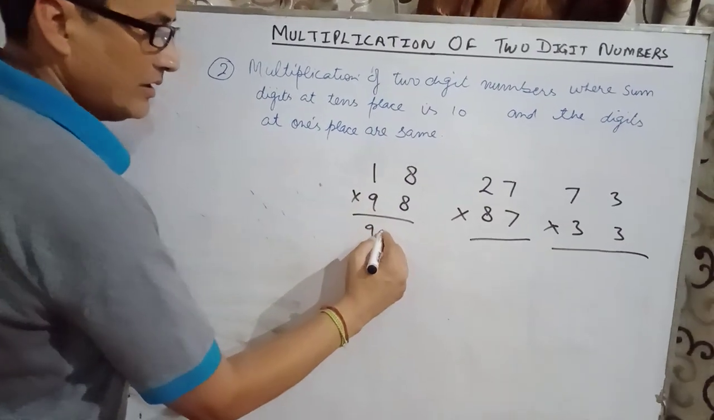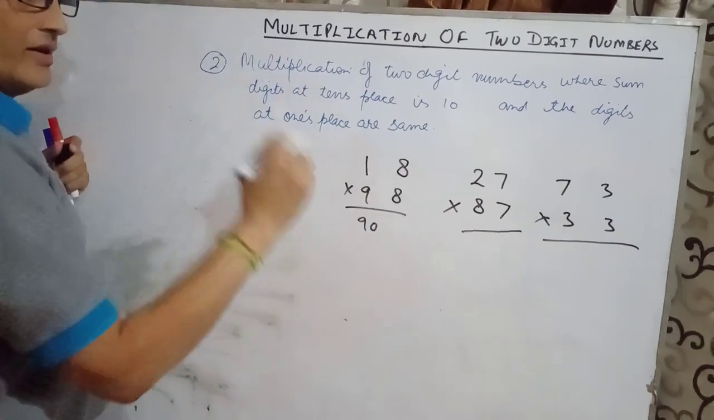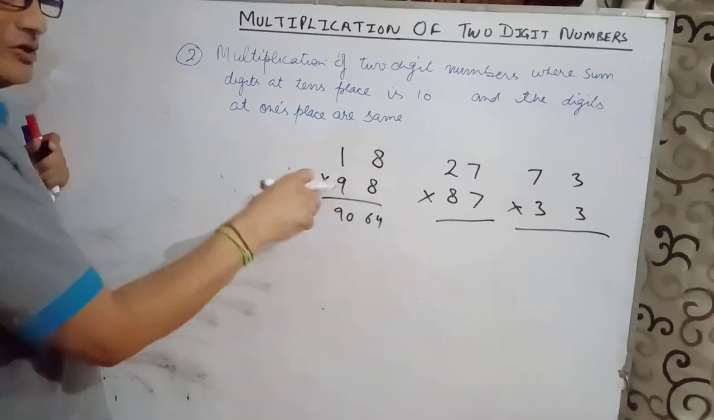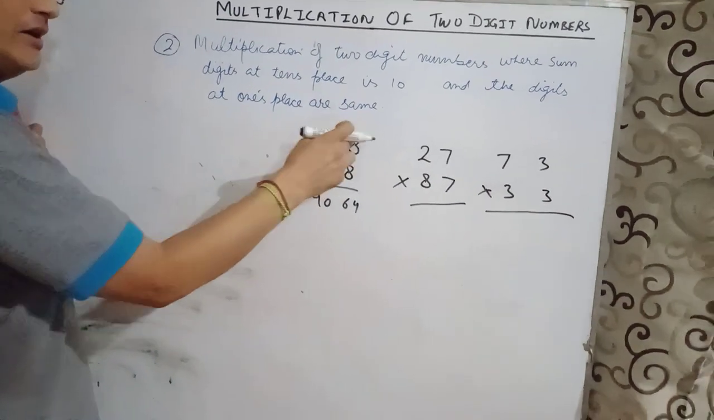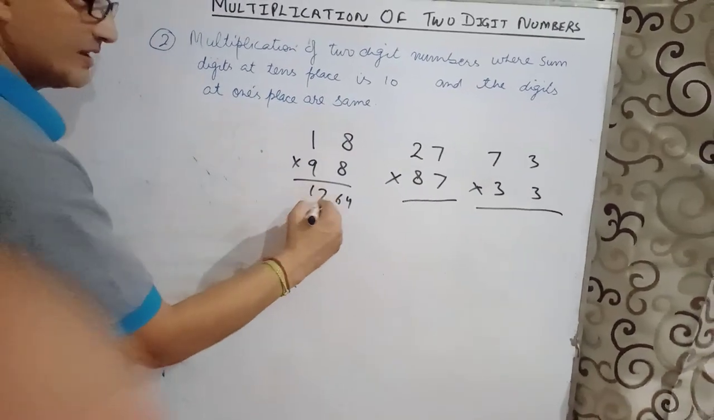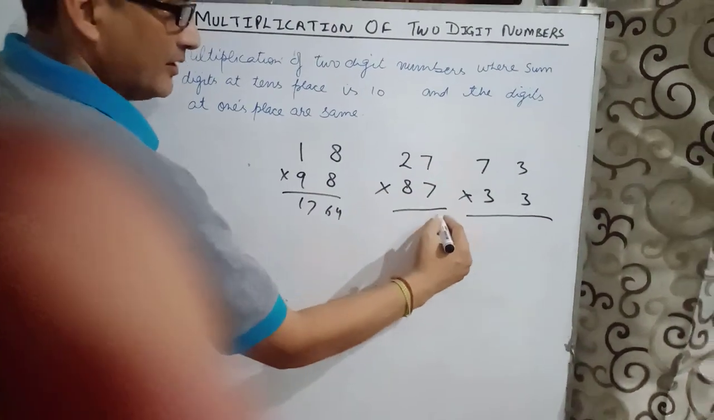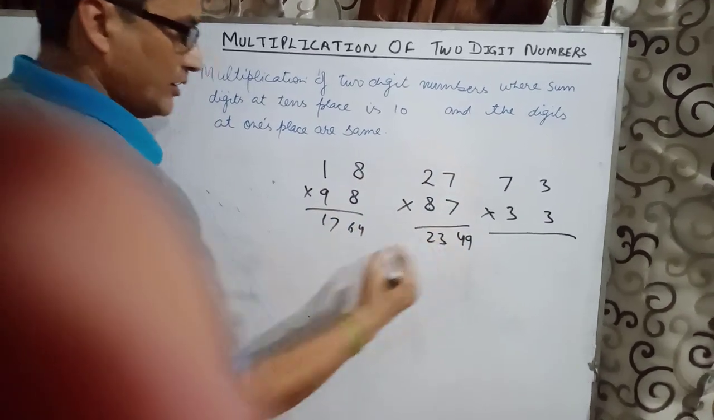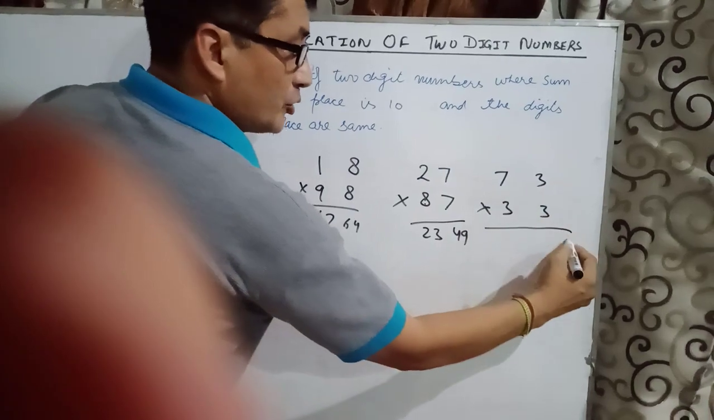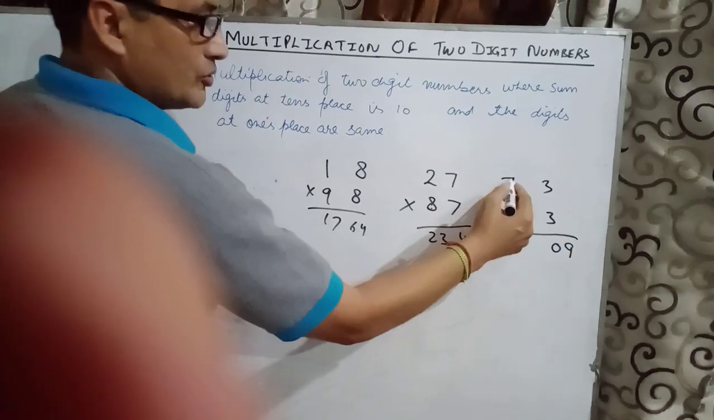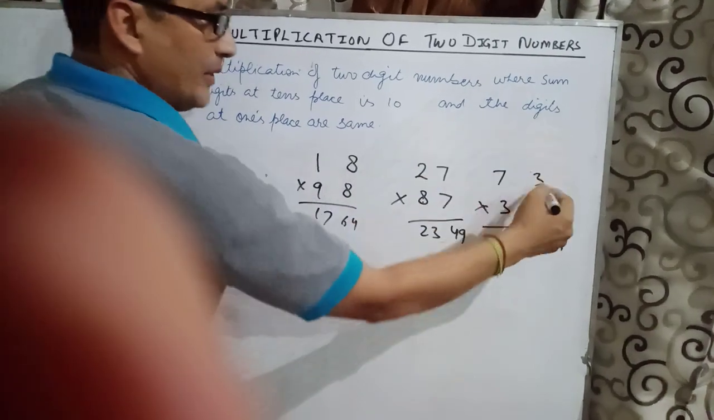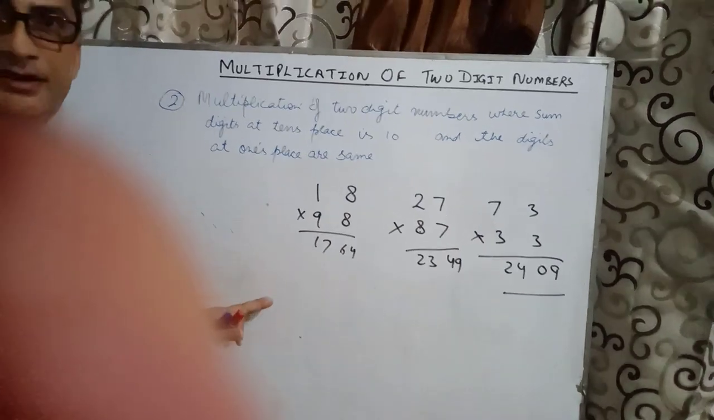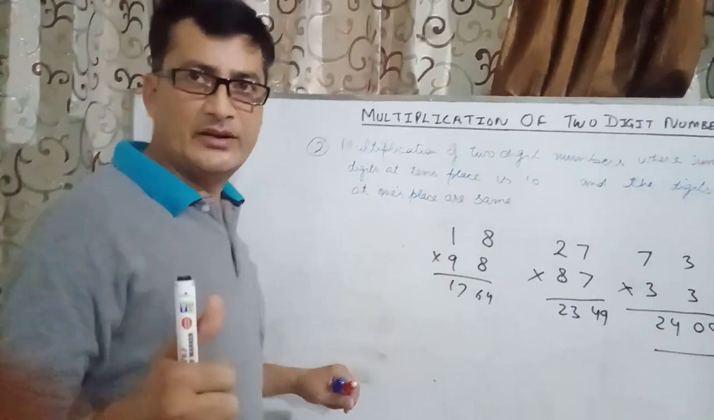8 into 8 are 64. Okay, so what was the answer of this? 9 into 1, 9 plus 8. What is 9 plus 8? 17. So 7 into 7, 49. 8 into 2 are 16, 16 plus 7, 23. Here 3 into 3 is 9, but I told you it is a two-digit number. So 7 into 3, 21. 21 plus 3, 24. So students, these are the answers. If your answers are right, it means you understand this method. Okay students?